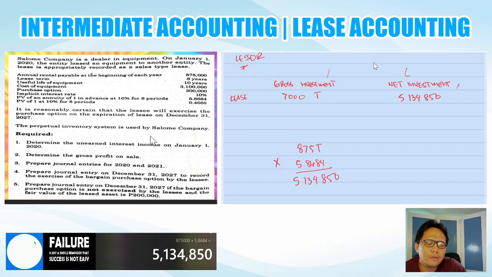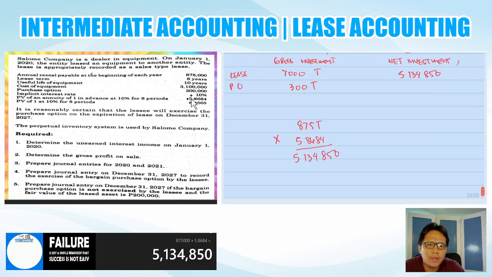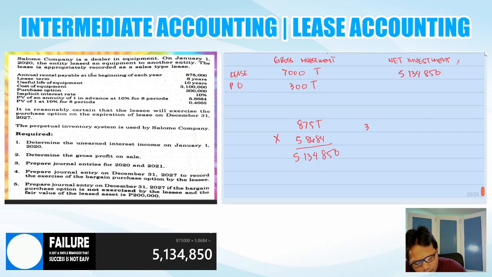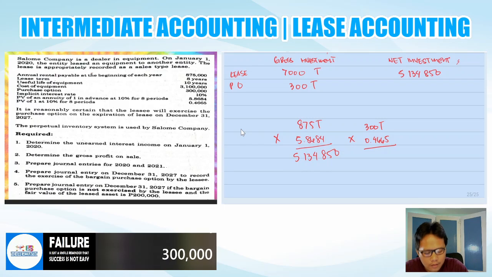So, first component. Number two, in this particular problem, we have a purchase option. So again, this is to be included to your gross investment at gross amount, which is 300,000. Then net investment at your present value, which is to be multiplied at your present value factor of 1. Now, why 1? Again, very basic, because this is only a one-time cash flow, not multiple. You will only receive it once. So, you will use present value of 1. Okay? So, 300,000 multiplied by our present value factor of 0.4665. We have 139,950. Okay?